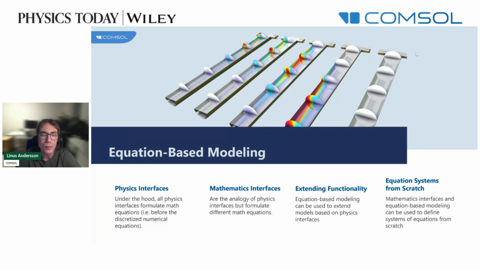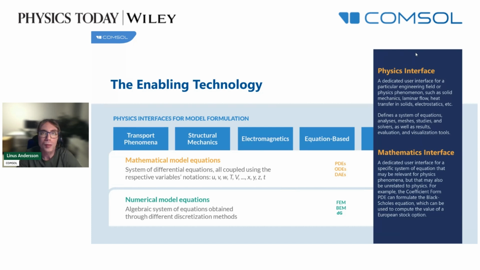Now, with the mathematics interfaces, which is what we'll be focusing on today, you skip past the physics and get straight to the equations. You choose which equations you want to use. You combine them to get systems of equations. You enter mathematical boundary conditions and initial values. If you have a model that's based mainly on physics interfaces, you can use equation-based modeling to add functionality, such as control mechanisms or constraints to it. And if you like, you can also use only the mathematics interfaces to set up and solve a system of equations from scratch.